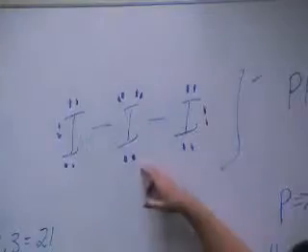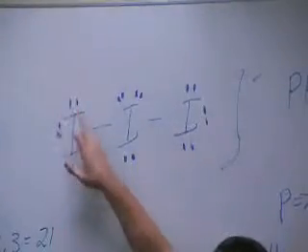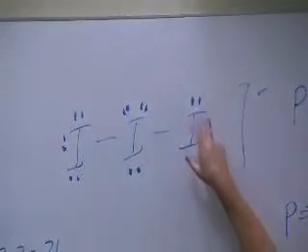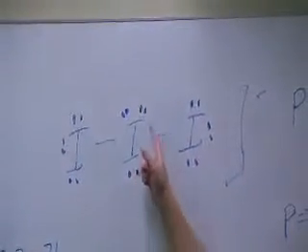Okay? Two, 4, 6, 8 around the terminal iodine. 2, 4, 6, 8 around the terminal iodine. 2, 4, 6, 8, 10 around the central iodine. Are we okay with that?